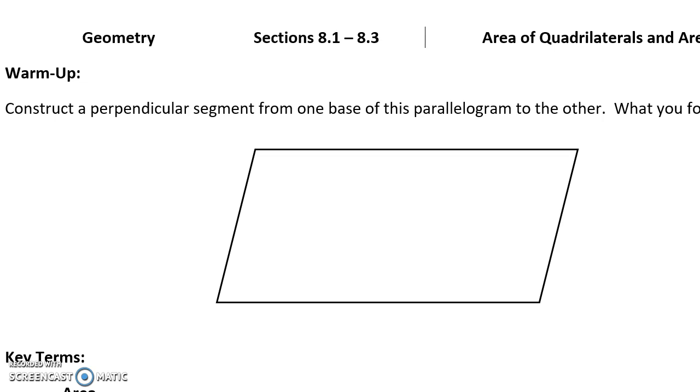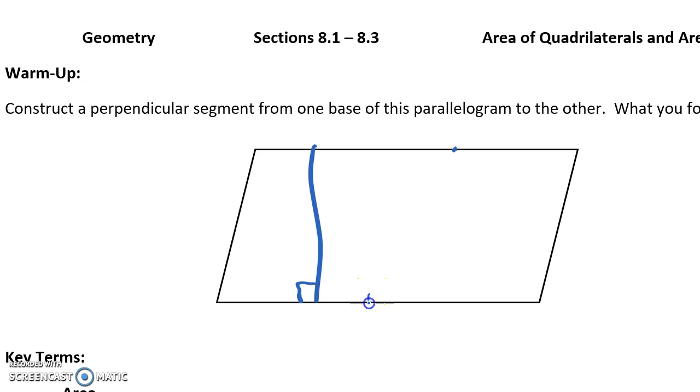That's the important part. So for your warm-up, I want you to construct a perpendicular segment from one base of this parallelogram to the other. And what did you find? So remember, what we want to do is we're thinking of constructing a line from basically the top to the bottom that's perpendicular. So we can think of that as constructing a perpendicular from one point to a point not on the line.